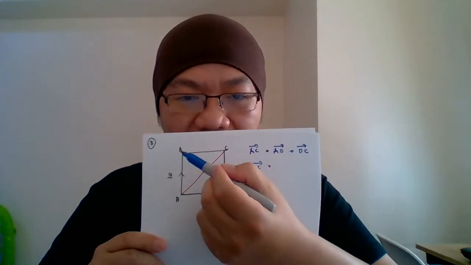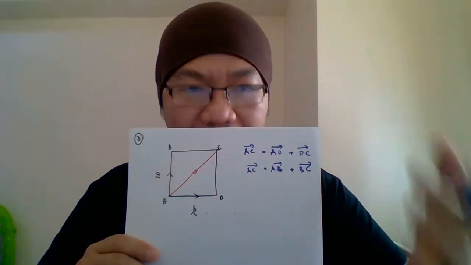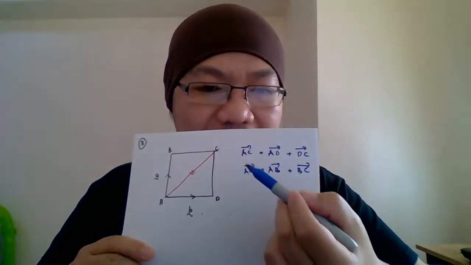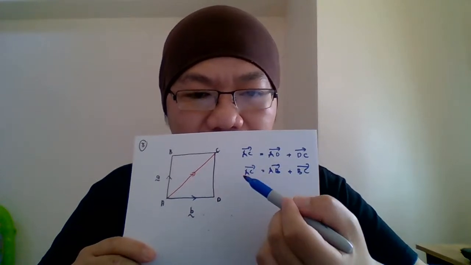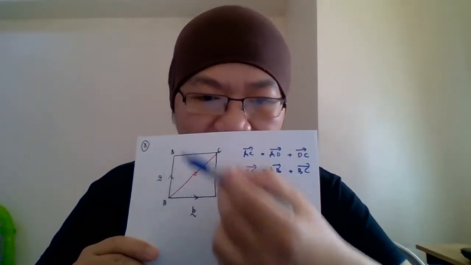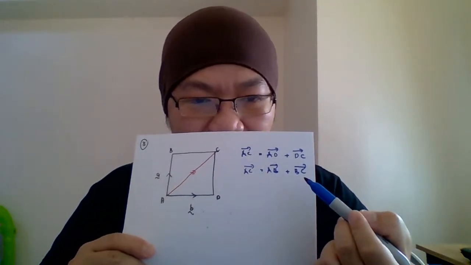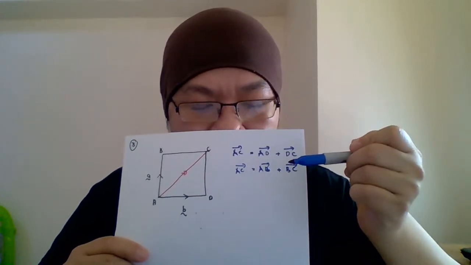So it will be AB plus BC, right? AB plus BC. You see here, there are several ways to write down your vector. The first method is we just write down A going to D and D going to C, and also we can use a different direction, which is A going to B going to C. Okay, now both of them are not the final answer.